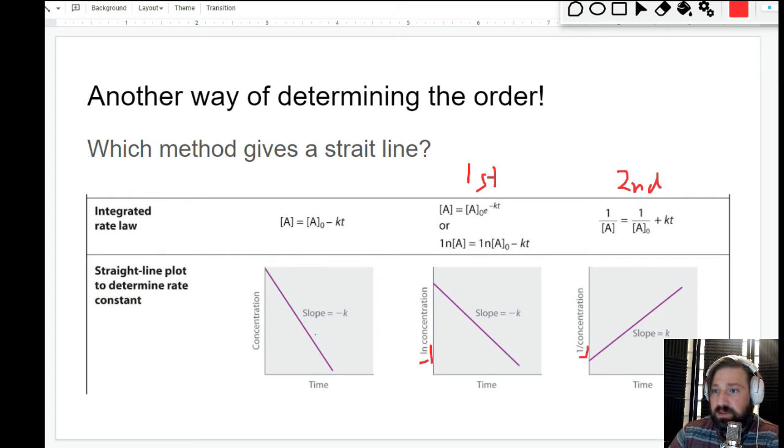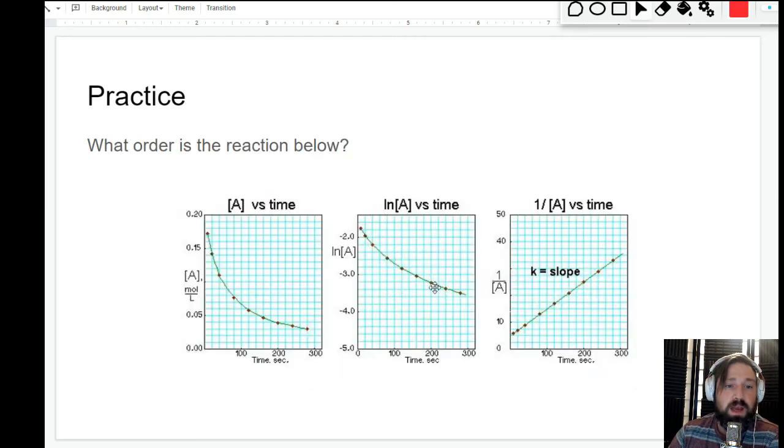So this is going to be helpful to us to figure out what order these things are going to be. And also, if you're doing it this way, this is a great way of figuring out what k is as well. So this is a second way that we can figure out k. All right, a little bit of practice.